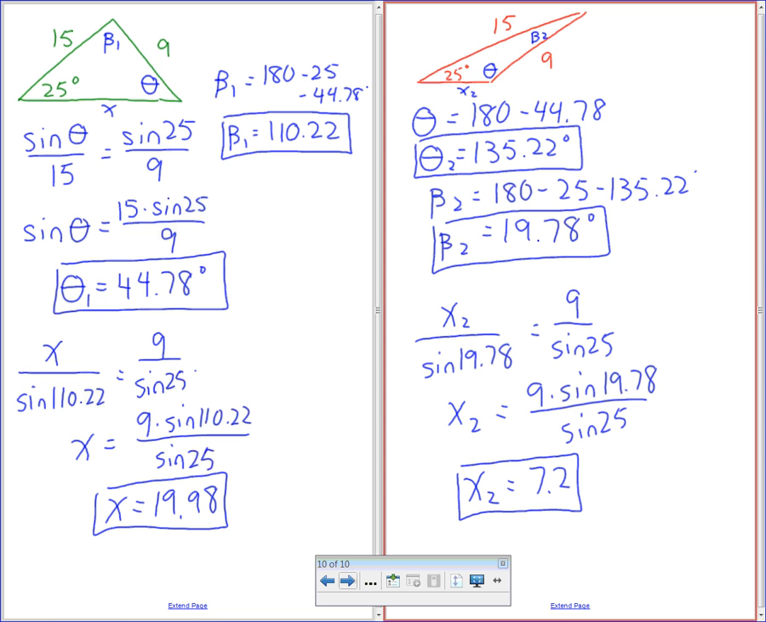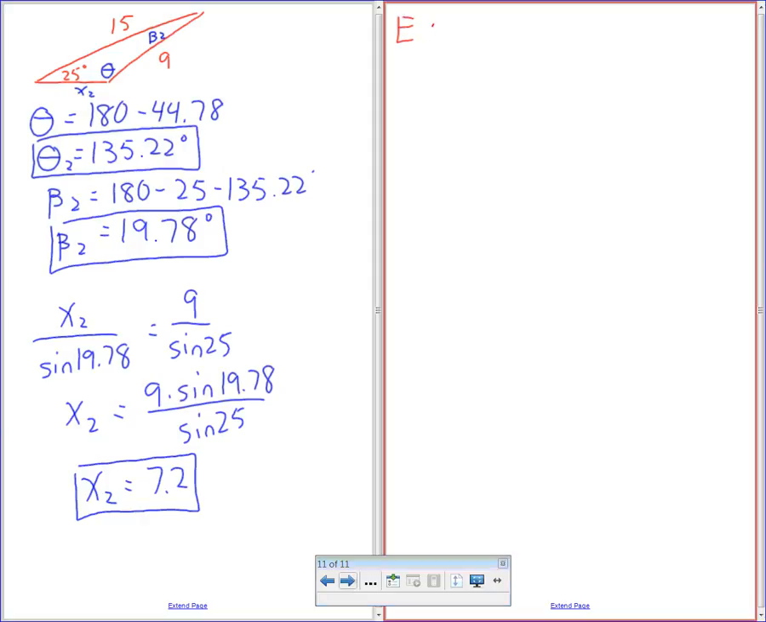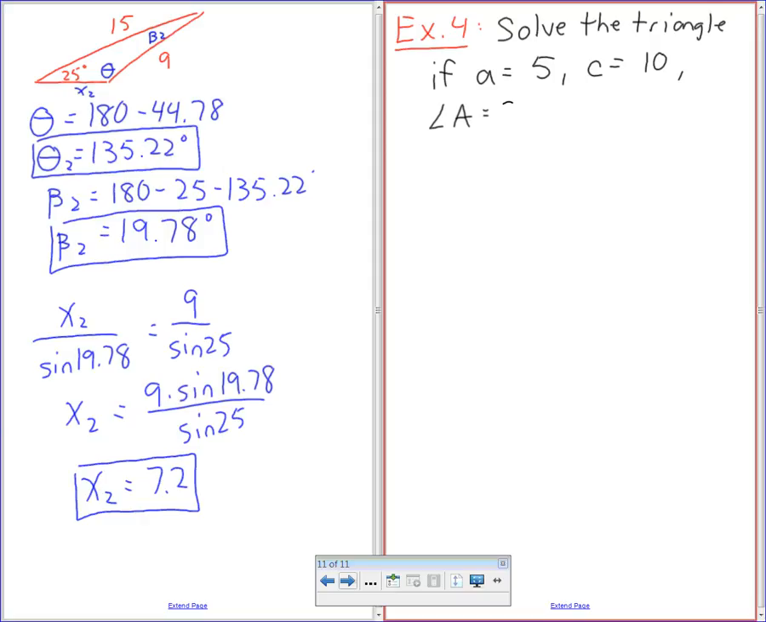All right, here we go. Pause the video, we'll move on to example 4 and then we'll call it a day. I want you guys to try this again for me right now. It's going to be solve the triangle. A equals 5, C equals 10, and angle A equals 24. So I'm going to pause the video. You guys try the same examples above, a similar thing.